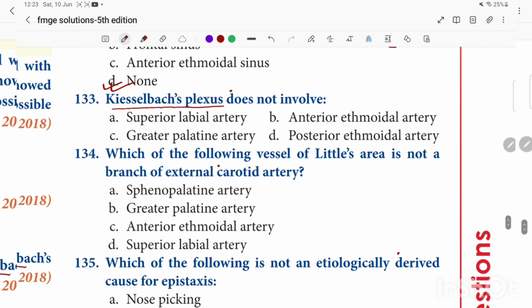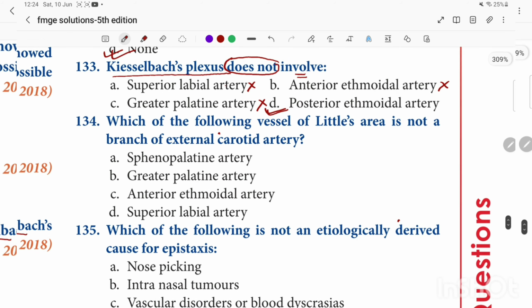Kiesselbach plexus does not involve which artery? Superior labial artery is involved, so it is not the answer. Anterior ethmoidal artery is involved. Greater palatine artery is involved in Kiesselbach plexus. So which artery is not involved? Posterior ethmoidal artery is not involved in Kiesselbach plexus.